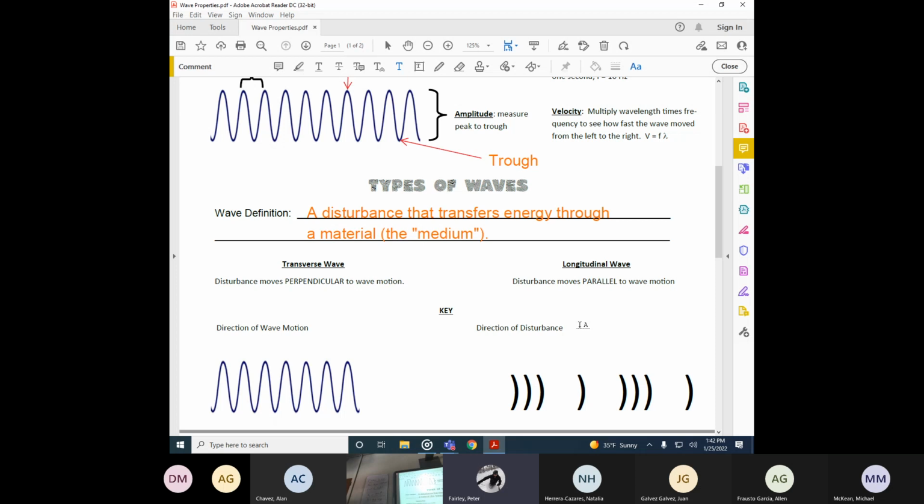Right? It's actually carrying energy, and it has to have a material to transfer through. The material that is carrying that energy is called the medium. So that's where this definition comes from: a disturbance that transfers energy through a medium. A medium is just a material.